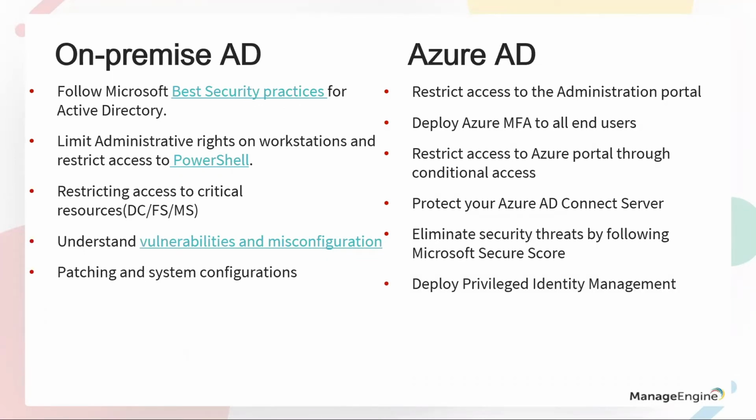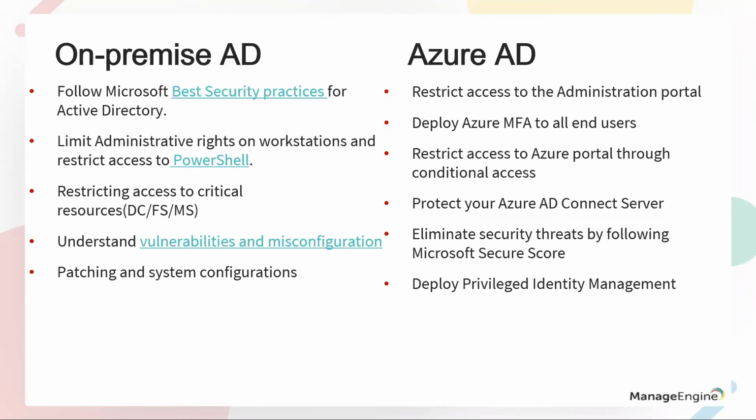Follow best practices for Active Directory, limit administrative rights on workstations, and restrict access to PowerShell, restricting access to critical resources like domain controller, file server, member server, who's got what access to what level. And you should also take into consideration local administrators, privileged users, all of it. You need to know who they are, understanding vulnerabilities and configuration, and patching and system configurations.